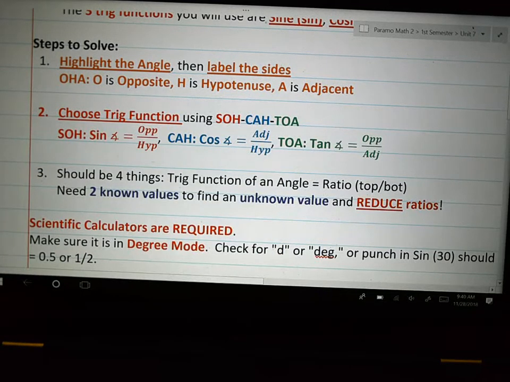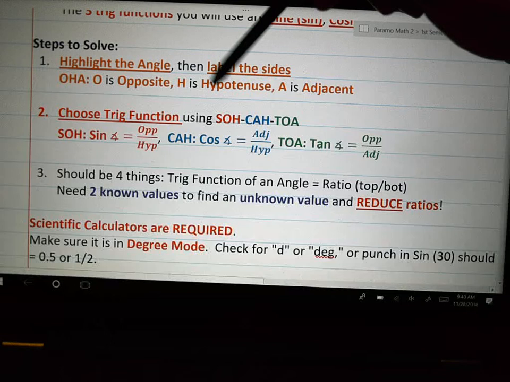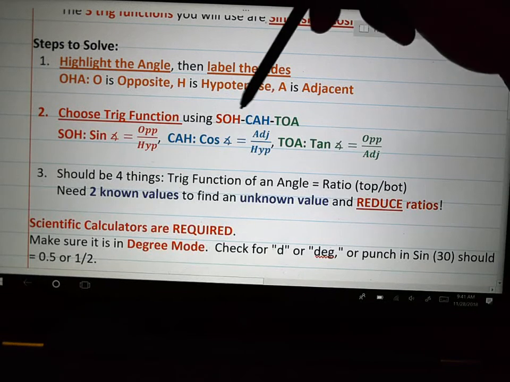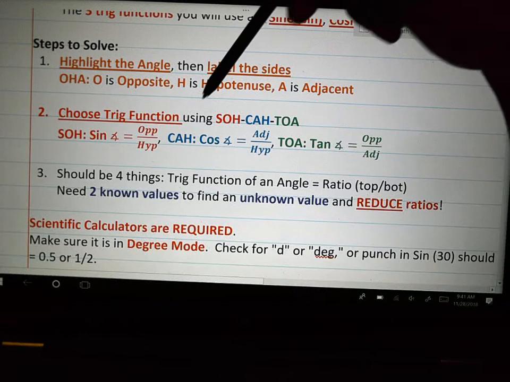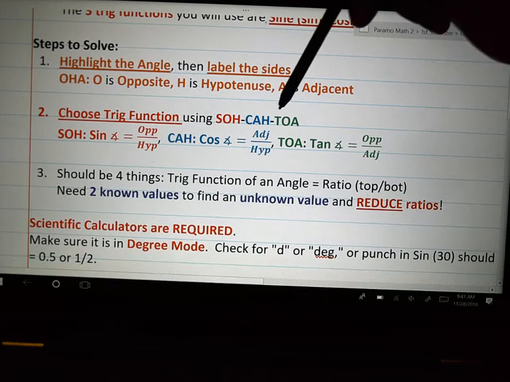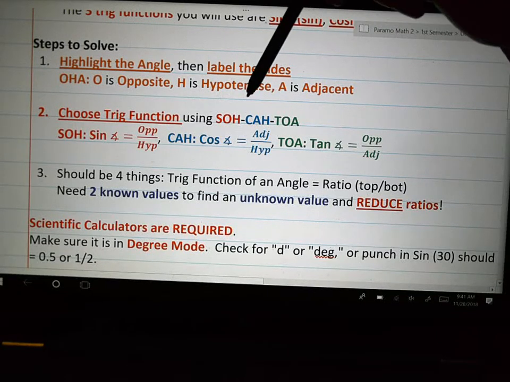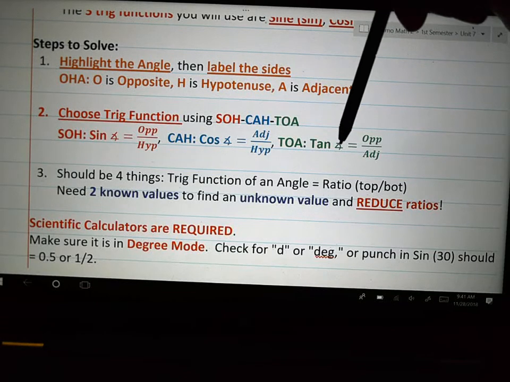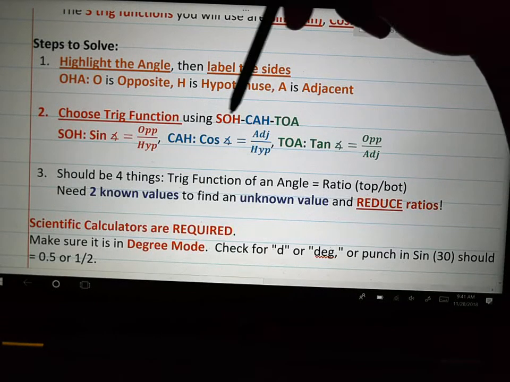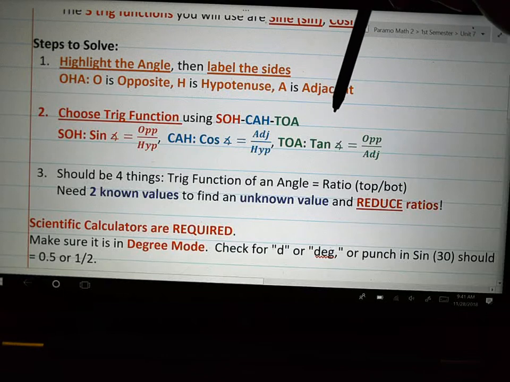So as a matter of fact, this is what I want you to do. You are going to help me by remembering Sohcahtoa by saying it out loud. With me, as I go across, you're going to say Sohcahtoa. Ready? Go. Sohcahtoa. We're going to do that 2 more times. Sohcahtoa. 1 more time.